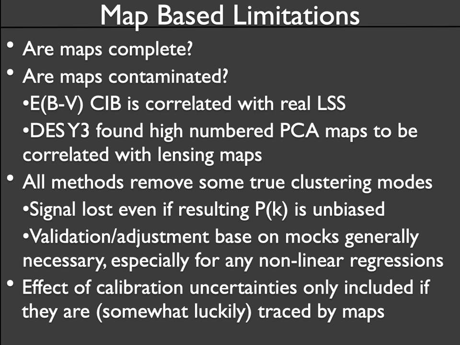But there will always be limitations. One, do the maps you use for the regressions form a complete basis of the systematic fluctuations? That's hard to ever know. Are the maps themselves okay? We mentioned how the extinction maps will have cosmic infrared background. They'll be correlated with real large-scale structure.